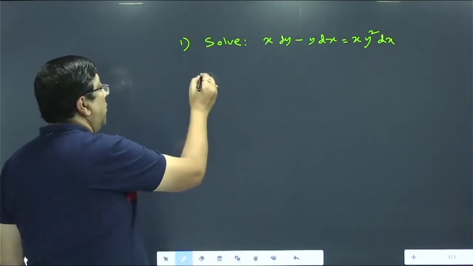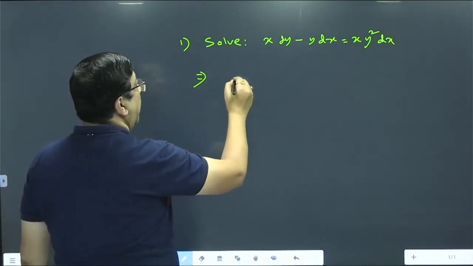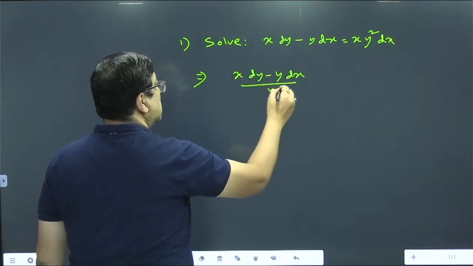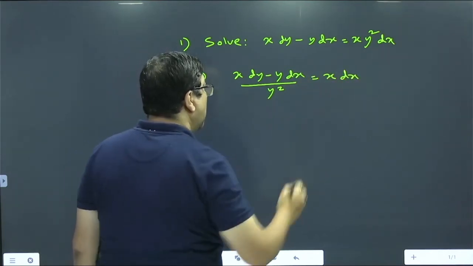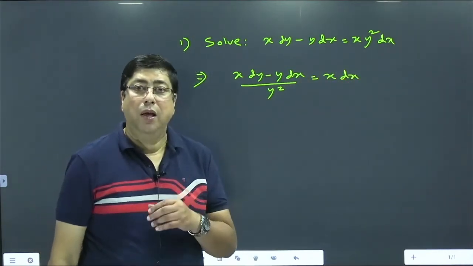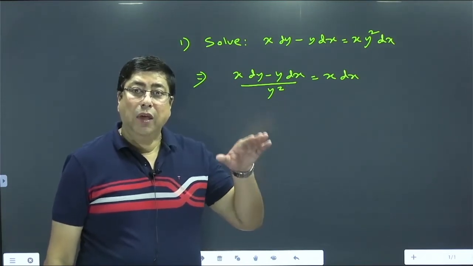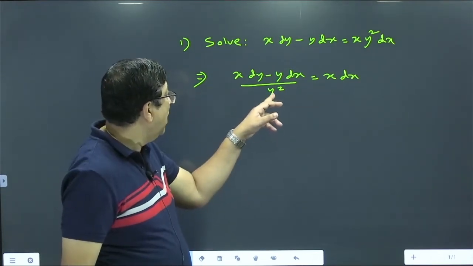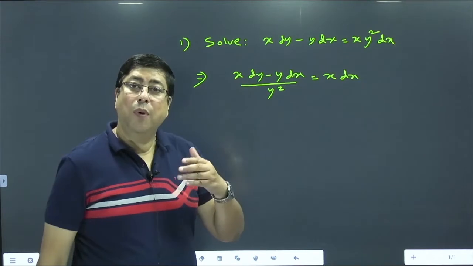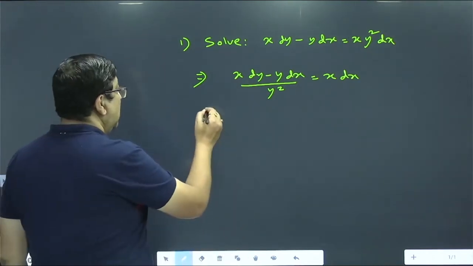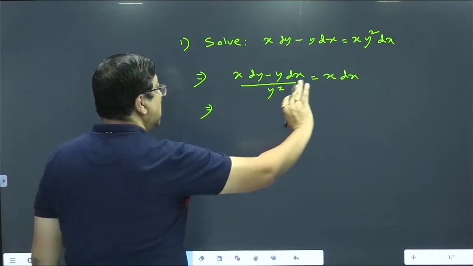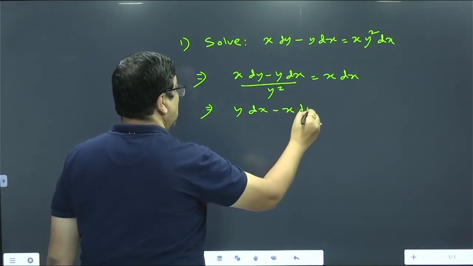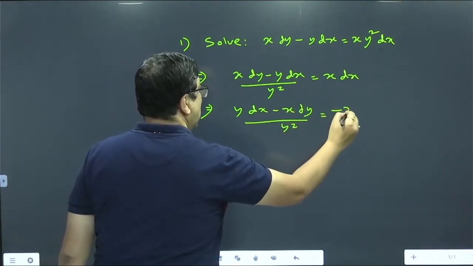Okay? Therefore, (x dy minus y dx) by y square equals x dx. But in the u by v formula, we have seen what? (v du minus u dv) by v square. It means if here it is y square, then it should be y dx minus x dy to get the u by v formula. Therefore, I am multiplying by the minus sign and taking minus to the right hand side. So (y dx minus x dy) by y square equals minus x dx.